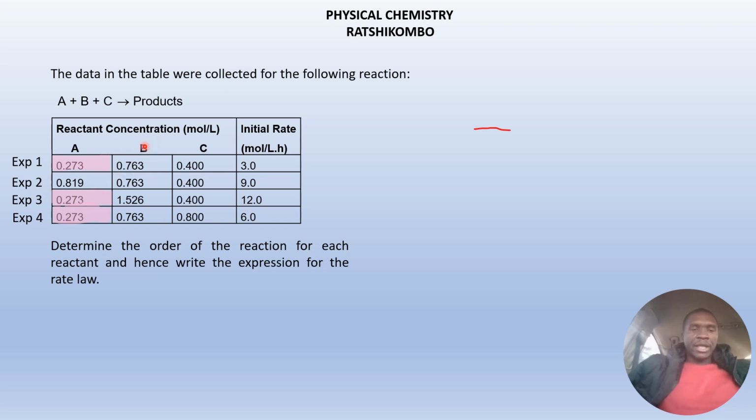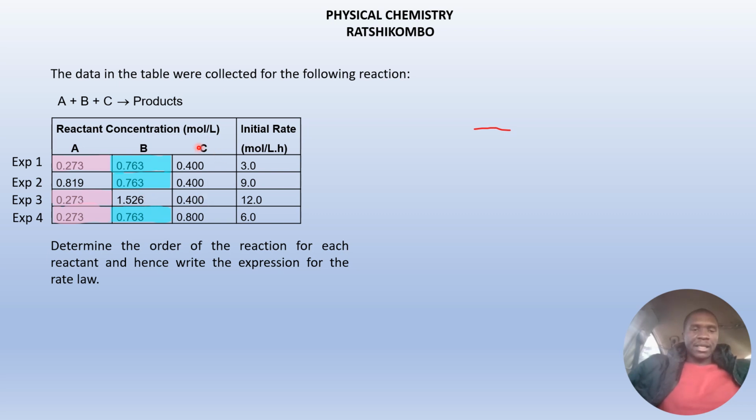So I also want us to check B. If you check B, you will realize that for experiment 1, 2 and 4, B is constant. I am saying it is constant on experiments 1, 2 and 4 because on experiment 1 the concentration is 0.763, on experiment 2 it is 0.763, and even on experiment 4 it is 0.763. So in other words, it is constant, except on experiment 3.